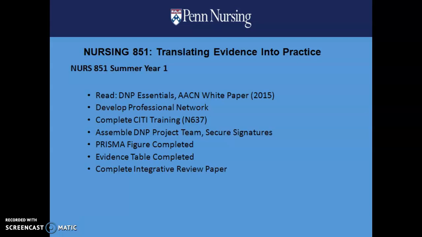So unlike PhD students that try to do research on gaps in the literature, you are taking the evidence that's available and implementing that into a project at the facility with the institution that you have determined for your DNP project. At the end of this course, you will have developed your PICO question and completed an integrative review paper that will prepare you for 852.